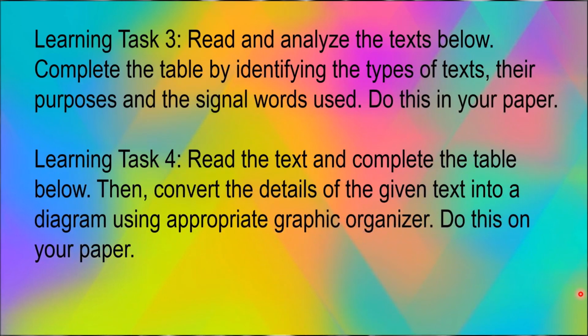So for learning task number 3, read and analyze the text below. As you can see in your module, you have to complete the table by identifying the types of text, their purposes, and their signal words used. Do this on your paper. And another learning task, task number 4, you have to read the text and complete the table below, then convert the details of the given text into a diagram using an appropriate graphic organizer. Do this in your paper.